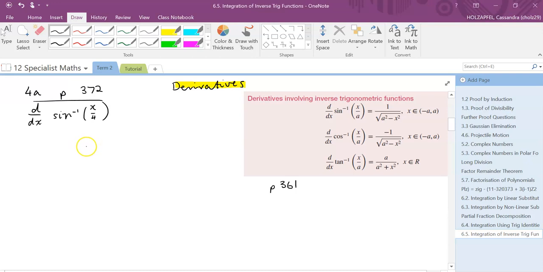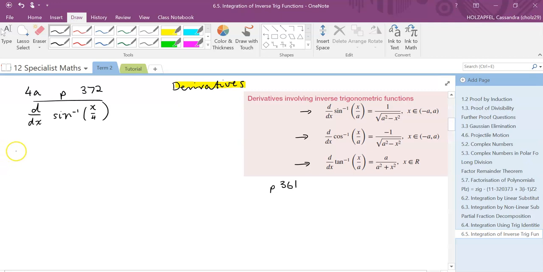So this is an example of a simple familiar derivative using an inverse sine function. This set of derivative rules can be found on page 361 of your textbook. Since this question, the inverse of sine, is just simply substituting in these values, this is going to be a very easy solution.